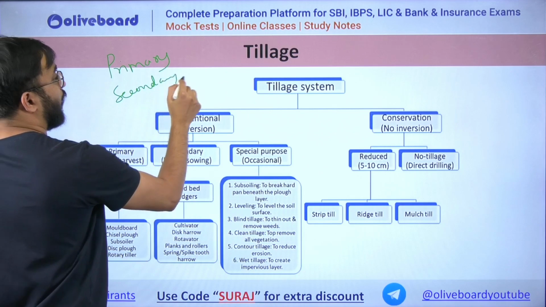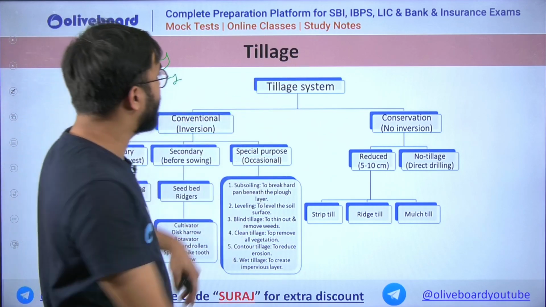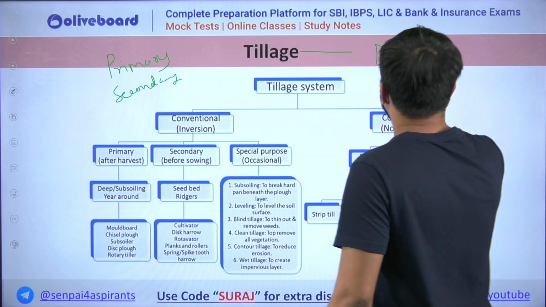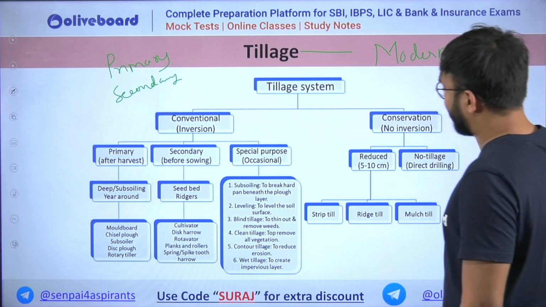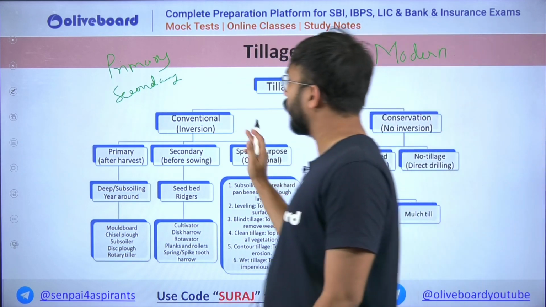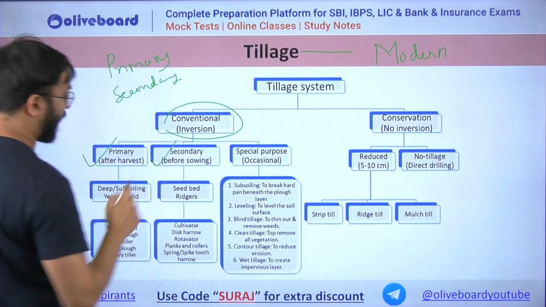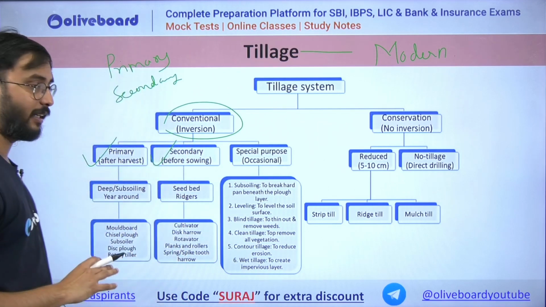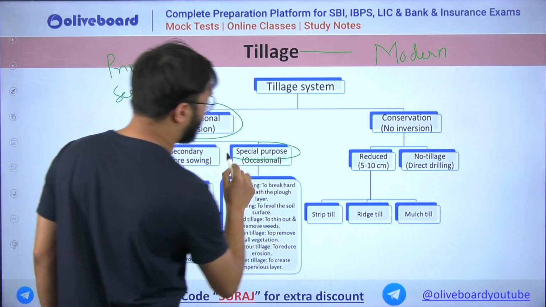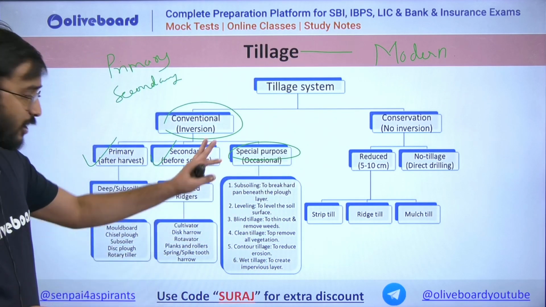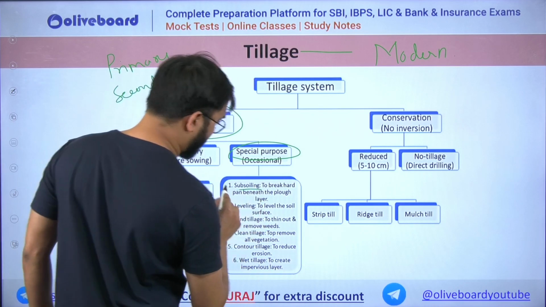But tillage activity has been also classified according to modern tillage. And what are those types? So first thing I'll tell you, according to conventional or traditional tillage, two types of tillage are there, primary and secondary tillage. Apart from that, special purpose tillage is also there. What is this special purpose tillage? For example, first type is subsoiling.